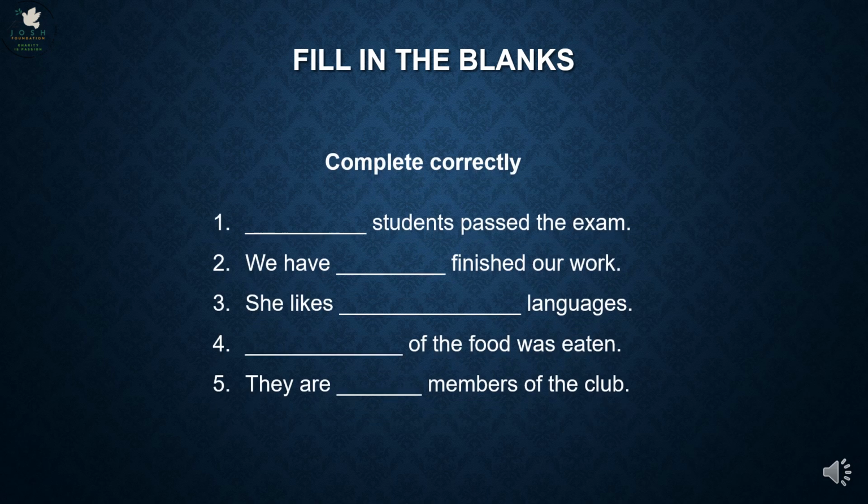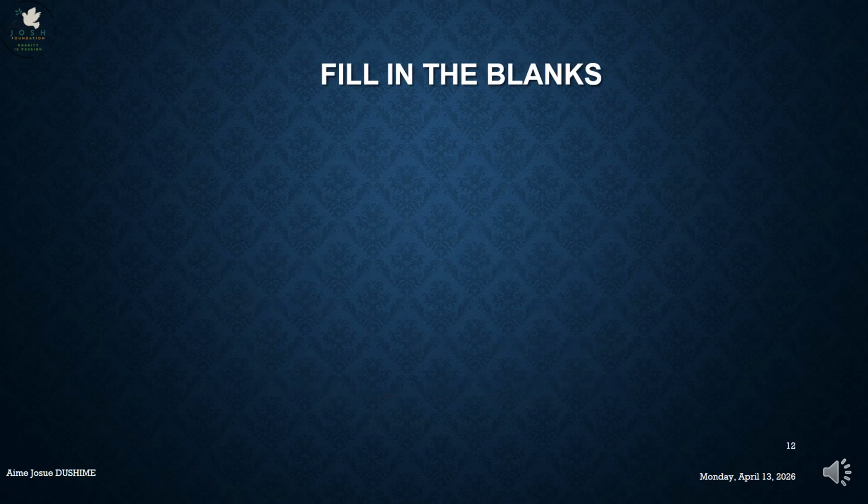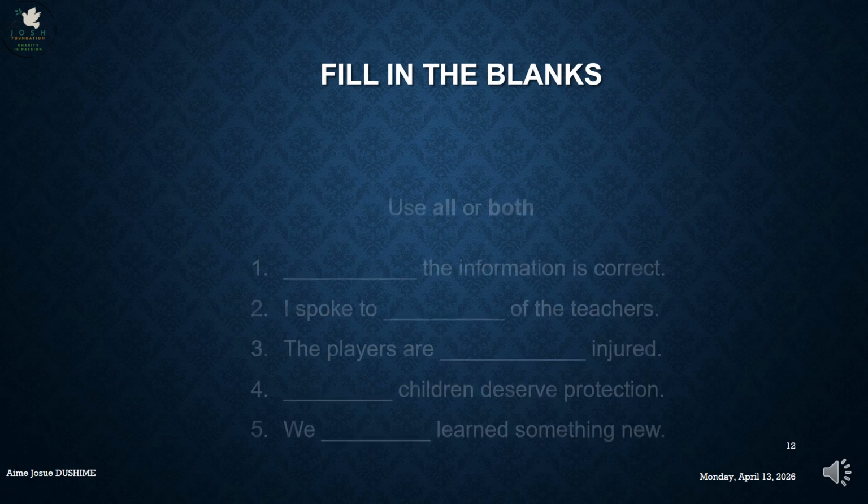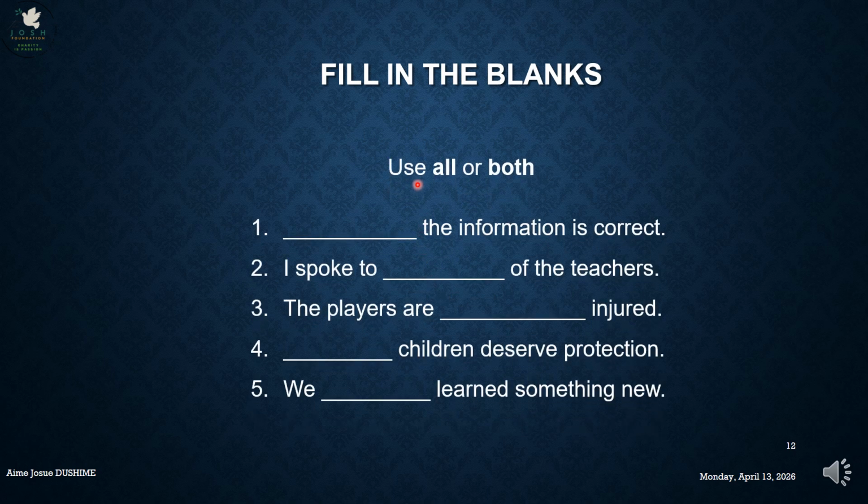Fill in the blanks here with the correct answers. Dash dash students passed the exam. We have dash dash finished our work. She likes dash dash languages. Dash dash of the food was eaten. They are dash dash members of the club. I mean members, not numbers. Here you are going to choose between using all and both, the same with the other exercise that we have finished. Dash dash the information is correct. I spoke to dash dash of the teachers. The players are dash dash injured. Dash dash children deserve protection. We dash dash learned something new.